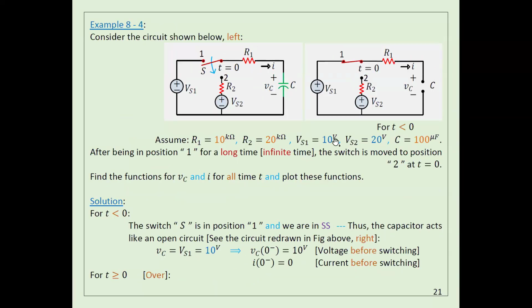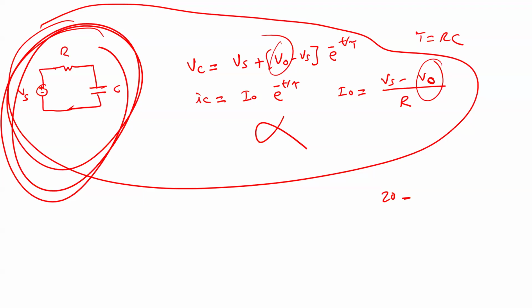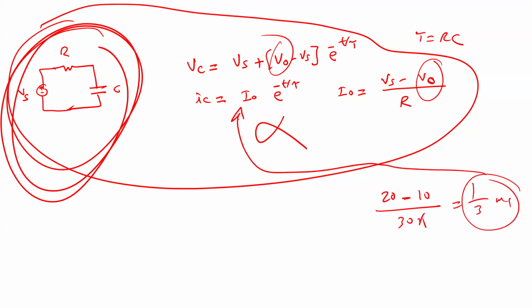V naught here is 10, and the resistor was 30K. So 20 minus 10 divided by 30K, and the calculation gives 1/3 milliamp. This is the current I know. That's exactly what I did.